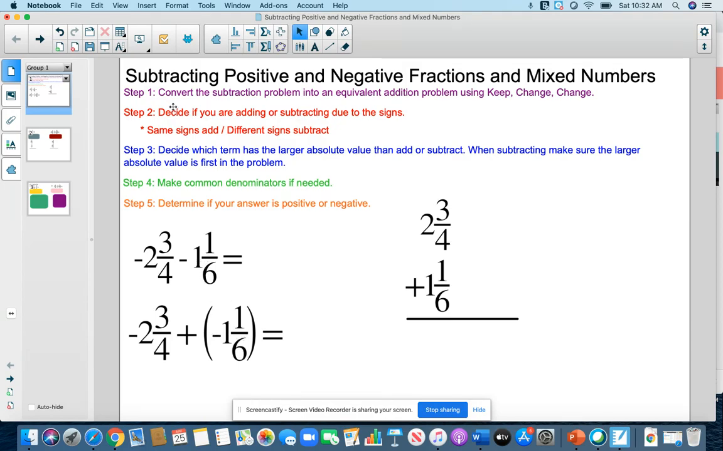The next step, number 2, is decide if you're adding or subtracting due to the signs. And the signs are the same, so we're going to add. If they're different, we would subtract, but they are the same. So I wrote positive, the absolute values.